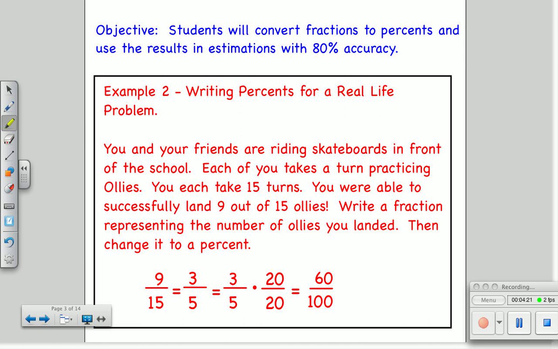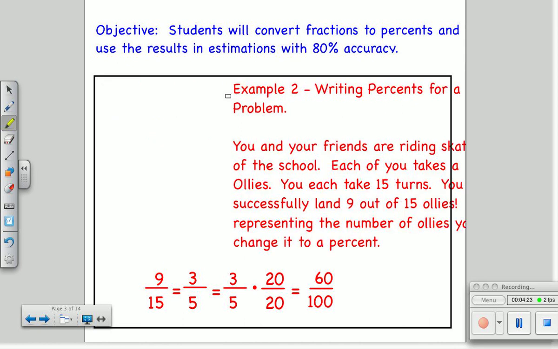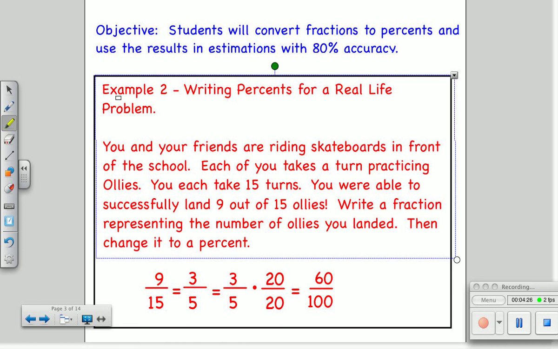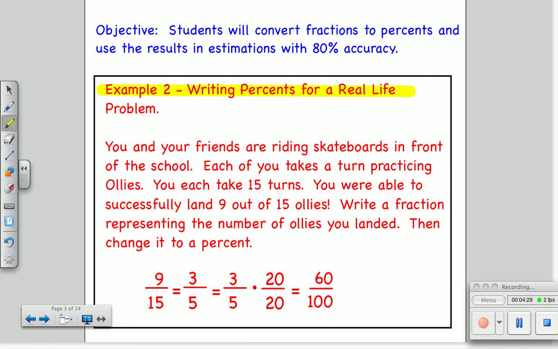Example 2, writing percents for a real-life problem. You do not have to write the entire story. We'll just read it together. You and your friends are riding skateboards in front of the school. Each of you takes a turn practicing ollies. You each take 15 turns. You were able to successfully land 9 out of 15 ollies. Write a fraction representing the number of ollies you landed, and then change that fraction to a percent.